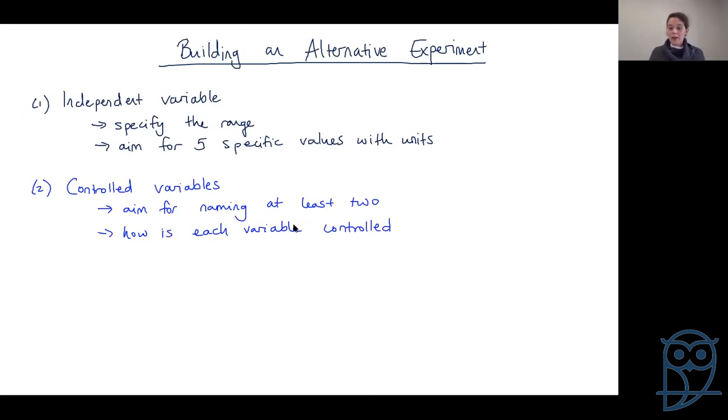So we've got our independent variable, we've got our controlled variables. Now we have to look at the dependent variable. What is it that we are going to measure in order to see the effect of our experiment? And how are we going to measure it? So those are our two things.